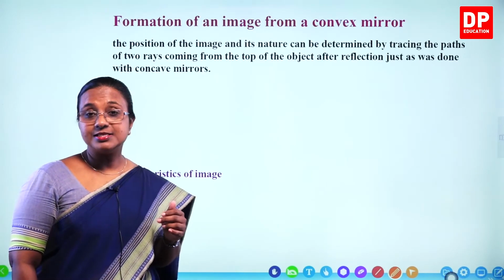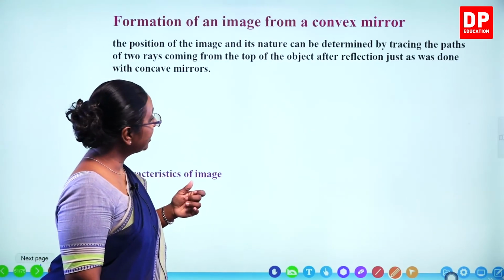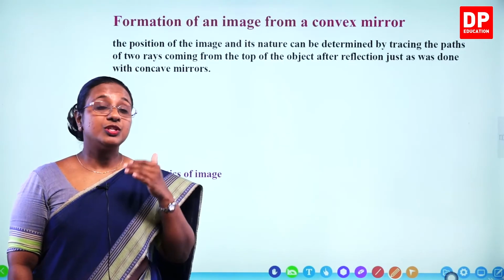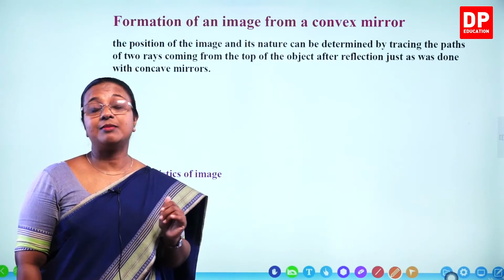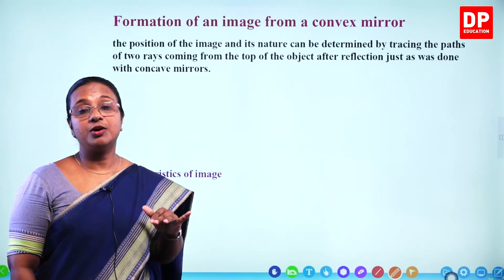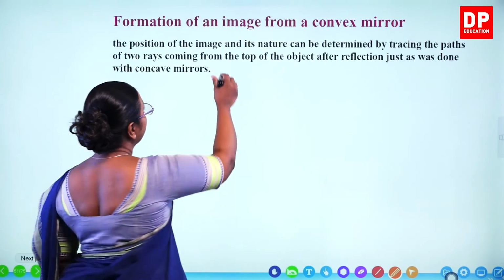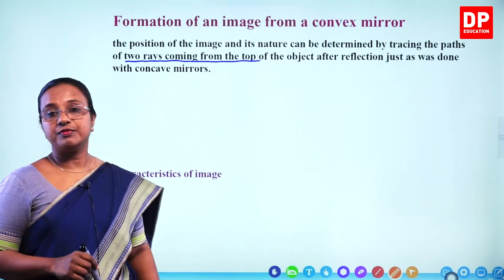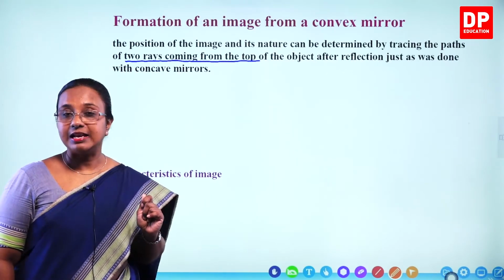Why don't we consider the bottom of the object? Here we assume or we take the object as being on the principal axis. So the rays that are coming along the principal axis always reflect back through the same path. So the image of the bottom of the object forms on the principal axis. So therefore we have to consider two rays coming from the top of the object. So now let's draw the ray diagram.